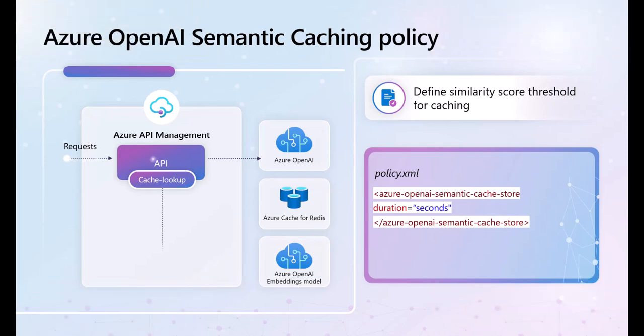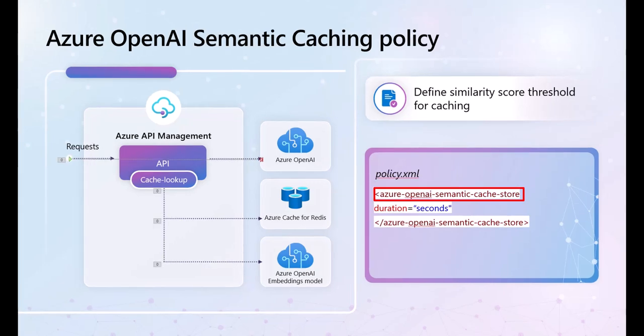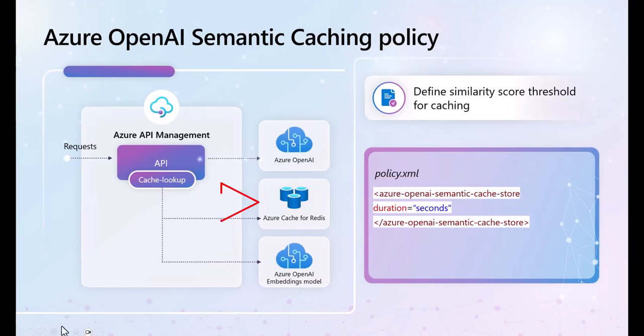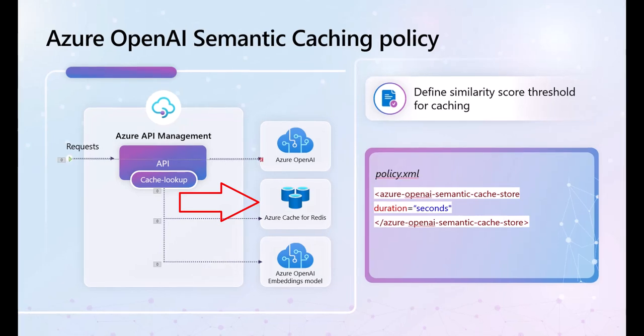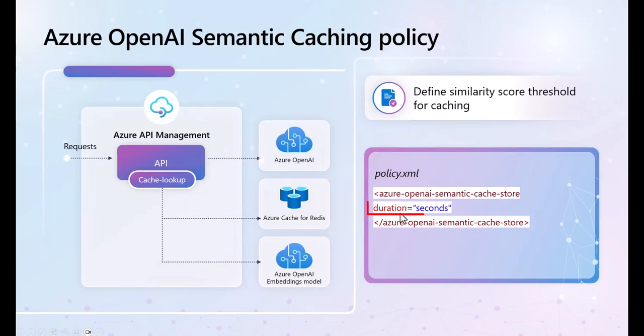The first policy you need is the Azure OpenAI Semantic Cache Store policy, which is responsible for storing the prompts and completions in your configured cache service. Note here that you can either use the built-in Azure Redis Enterprise cache, or you can add an external cache as long as it is Redis compatible in Azure API Management. In this policy, you are required to specify the time to live for your entries in seconds.